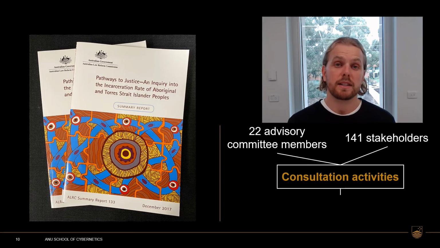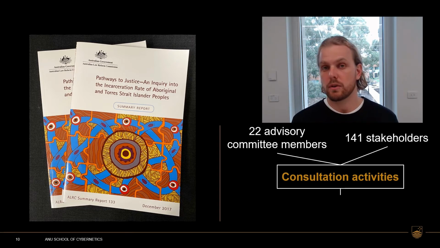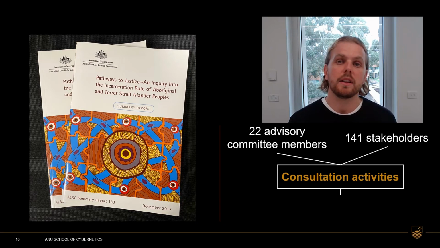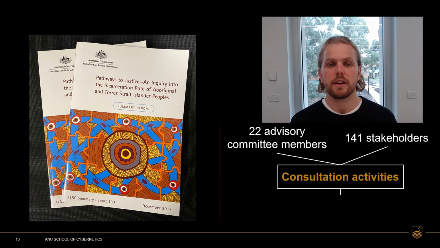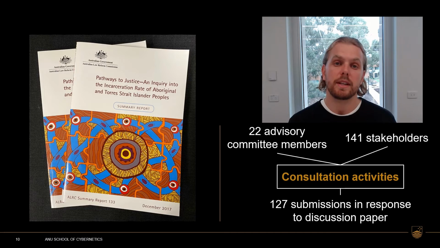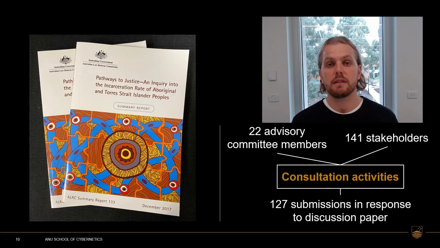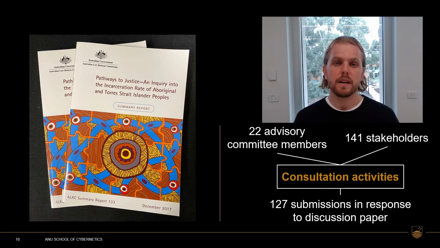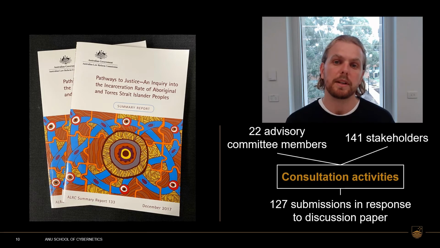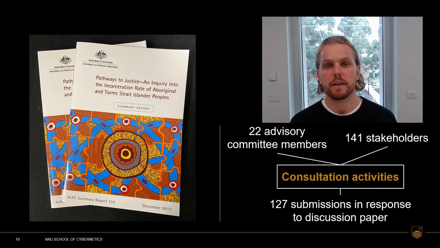It had 141 stakeholders participate in a national consultation process. So those are the forums and the webinars I discussed earlier. And then finally, 127 submissions came from individuals, but also organisations in response to a discussion paper, which was produced after the national consultation process. So these engagement activities are all geared toward ensuring public participation in creating proposals for reform to government.